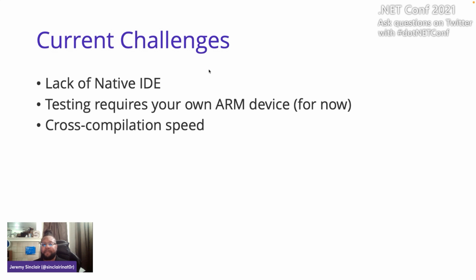Another challenge is the speed of cross compiling. If you're on x64, you have to cross compile to ARM64, and especially if there's a lot of native code involved, it's going to take some time.